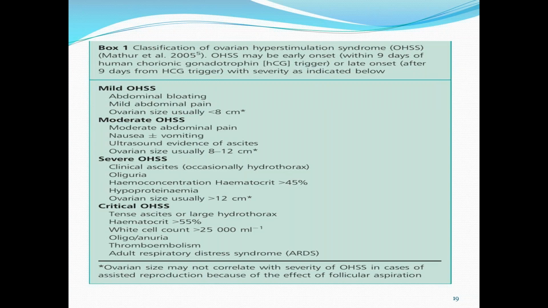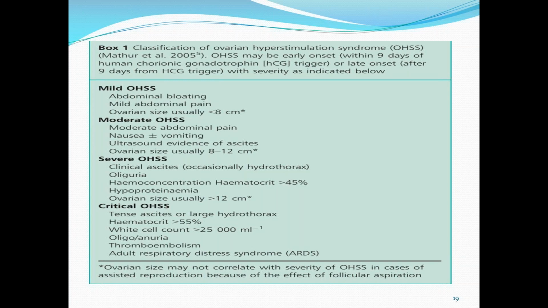Don't forget about the classification. It's very important to know it correctly: who is mild, who is moderate, who is severe, and who is critical. Remember that in mild ovarian hyperstimulation, the patient only has pain and bloating, and she has a small ovarian size, not more than 8 centimeters. While in moderate, she starts to develop nausea and vomiting. And in ultrasound, you will find that the ovarian size has increased up to 12 centimeters, and you can see evidence of ascites. If that is the case, it's a moderate ovarian hyperstimulation.